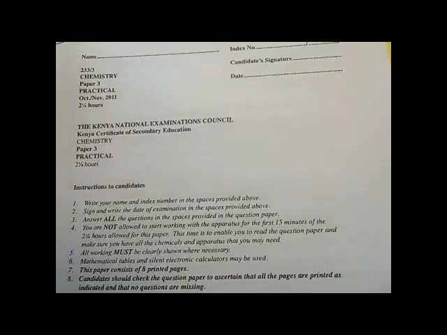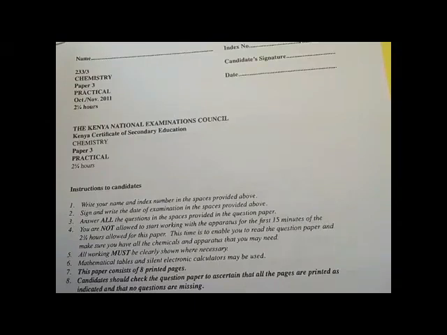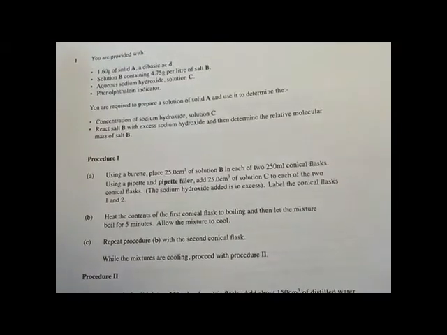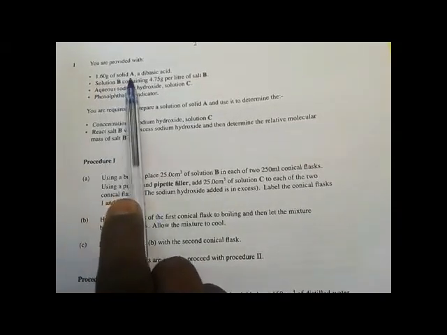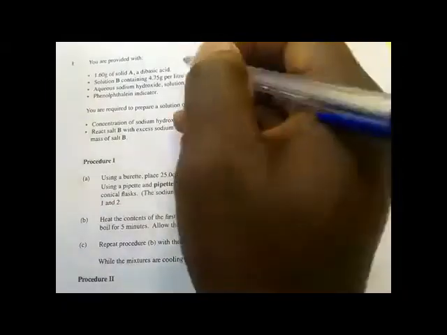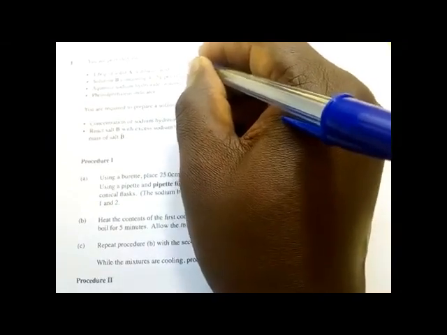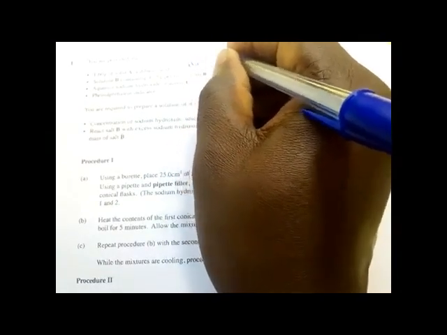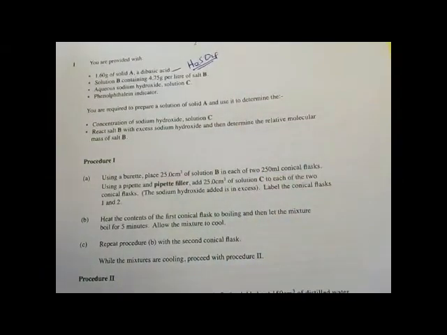Right, welcome once again. Let me take you through practical chemistry paper 3, which was done October and November 2011. You are provided with 1.6 grams of solid A, a dibasic acid. Like I have always explained, a dibasic acid is an acid which has 2 hydrogens. An example is sulfuric acid. You should always know sulfuric acid is an example of a dibasic acid.